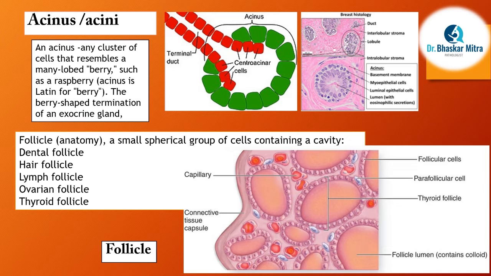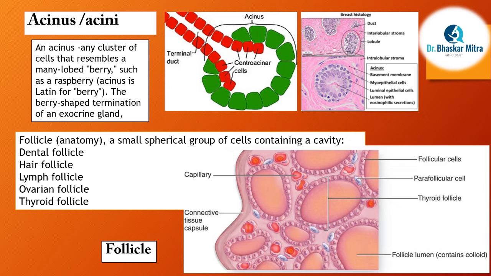In follicles, we won't get any duct. They are small spherical groups of cells containing only a cavity. This is true only for the endocrine glands. So in thyroid, we call it follicles. Okay. Also remember there are other follicles in our body like dental follicles, hair follicles, lymphoid follicles, ovarian follicles, and above all there are thyroid follicles. So follicles don't have ducts, acinus has ducts.